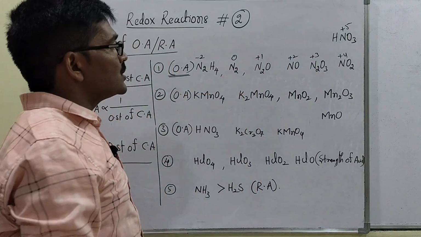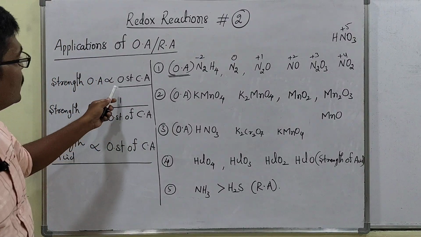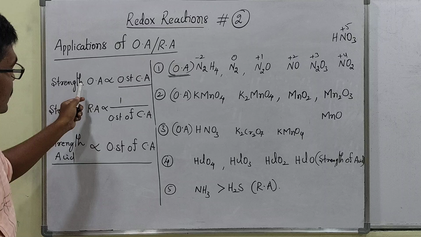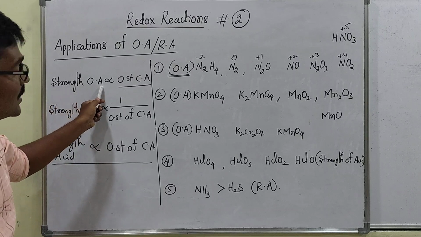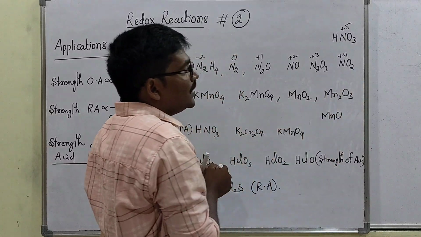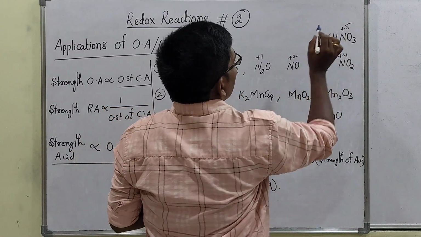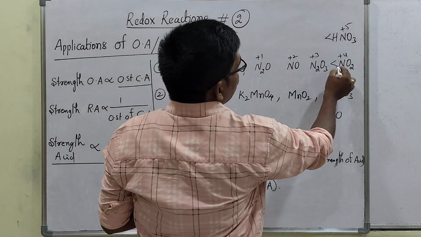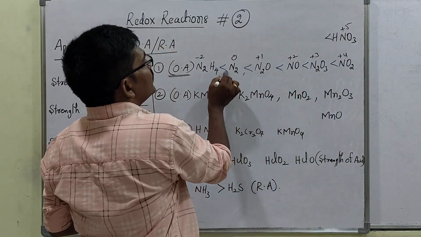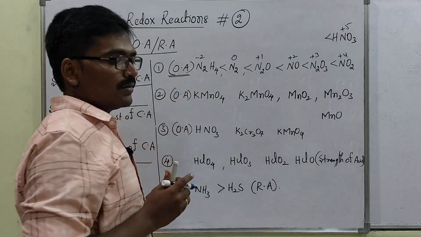So based on oxidation state, I told that as oxidation state of central atom increases, strength of oxidizing agent increases. So which is the powerful oxidizing agent in these? HNO3 is a powerful oxidizing agent. Then after that NO2, then N2O3, then NO, N2O, N2, like this. So this is the order.